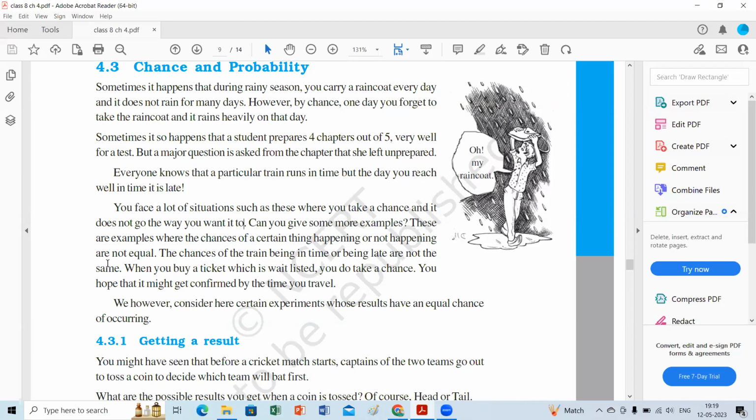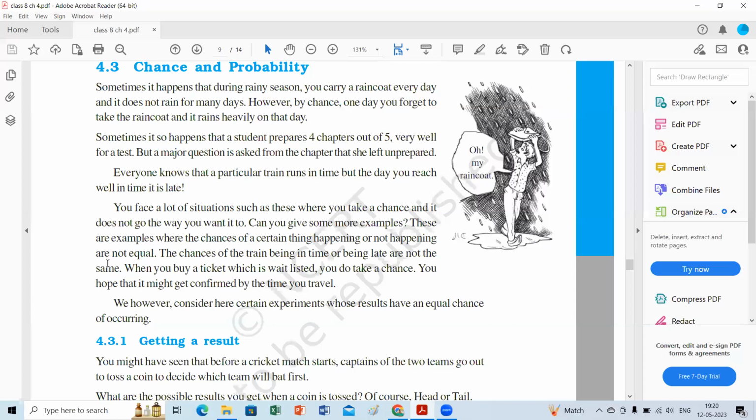Ma'am, because it came early. That's unpredicted. Yes, that's unpredicted. Once again, there are many chances. You see, there are multiple examples here, children. You face a lot of situations where you take a chance and it does not go the way you want it to go. The best example is the one above.